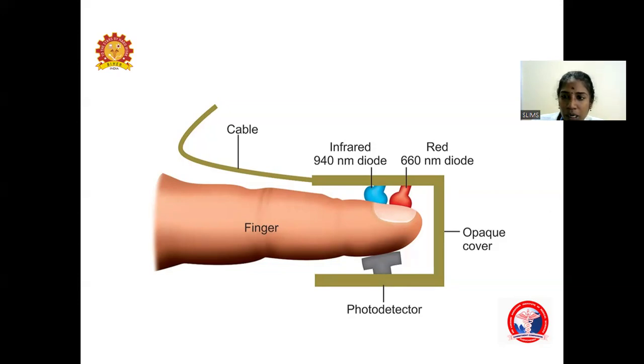So the main parts used in our SpO2 probe: it has a photodetector that is kept at the pulp of the finger, whereas the two diodes are kept at the nail. So it has the red and the infrared combination, in the 940 to 660 range.